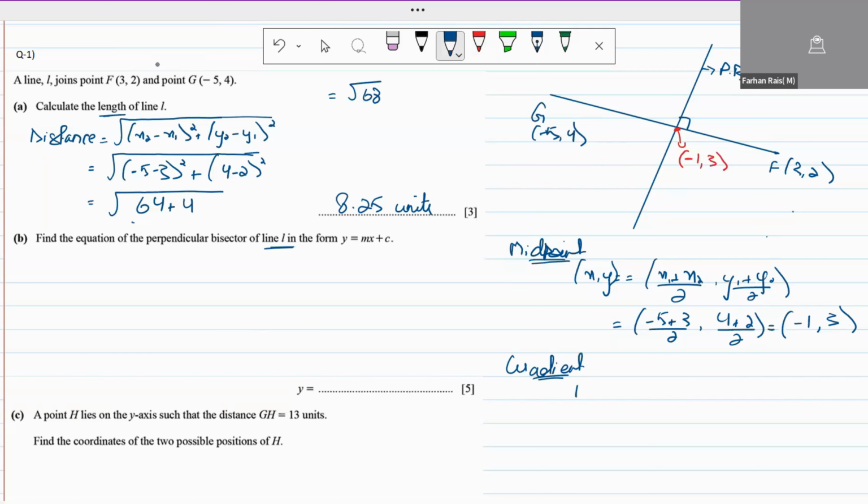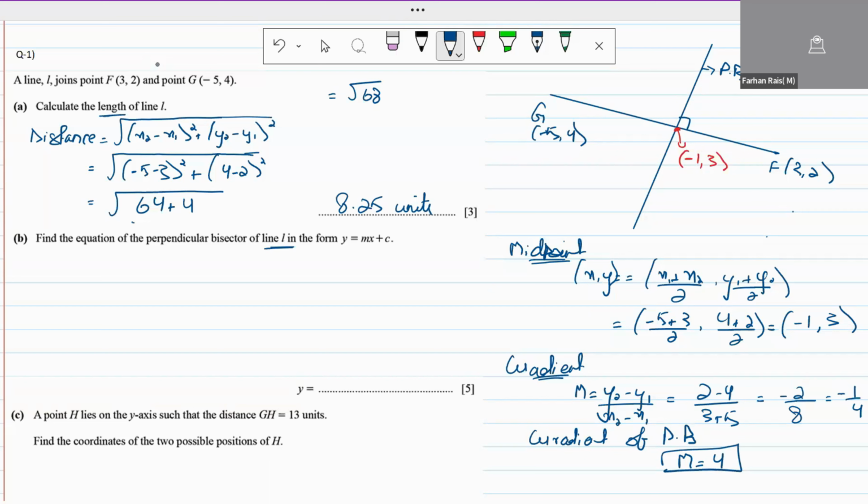For gradient, we have the formula (y2 minus y1) upon (x2 minus x1). In this case, it would be (2 minus 4) upon (3 plus 5). 2 minus 4 is -2, and 3 plus 5 is 8. So we get the gradient as -1 upon 4. And for the perpendicular bisector, since it's perpendicular, the gradient has to be the negative reciprocal. So it would be +4.